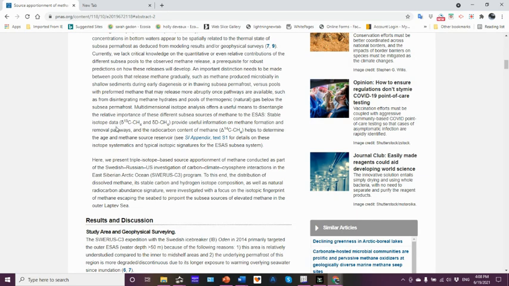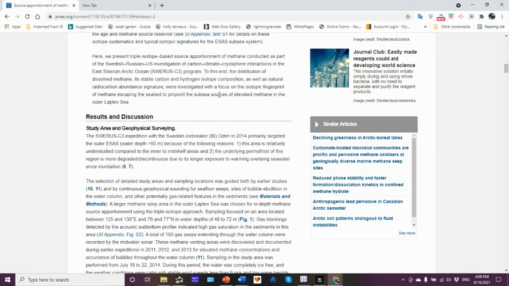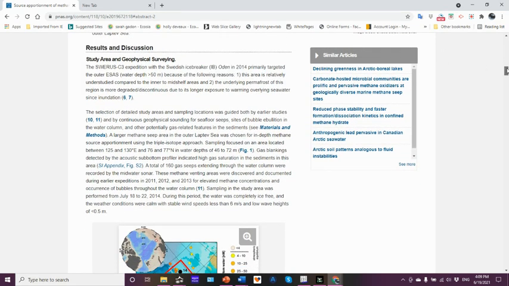So they say stable isotope data using delta-13C and delta-D, again, the deuterium most likely, provide useful information on methane formation and removal pathways. The radiocarbon content of methane, delta-14C, helps to determine the age and methane source reservoir. And then they link you to an appendix there. So they present isotope-based apportionment and so on and so forth. As I said, I'm not going to get into the weeds here because this is really quite wonky.